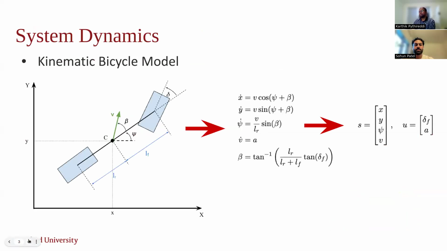We make use of the kinematic bicycle model for our system dynamics, where our state variables are the positional coordinates of the vehicle with respect to an inertial frame, the heading angle of the vehicle, and also the velocity of the vehicle. And our control inputs are the steering angle of the front wheel and the acceleration of the vehicle. And our dynamics here are nonlinear.